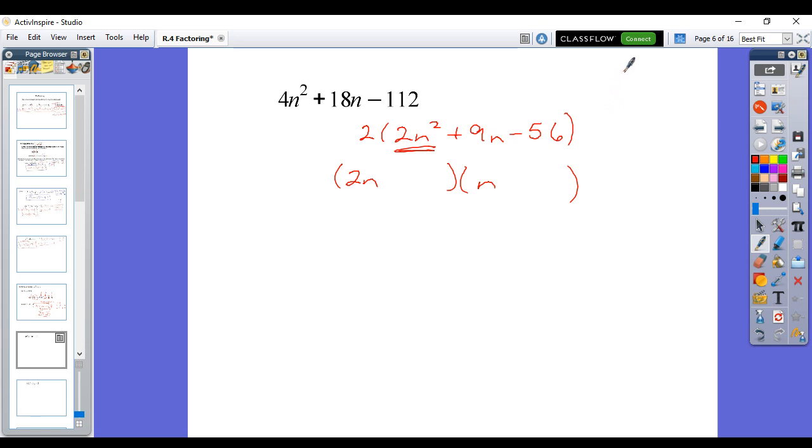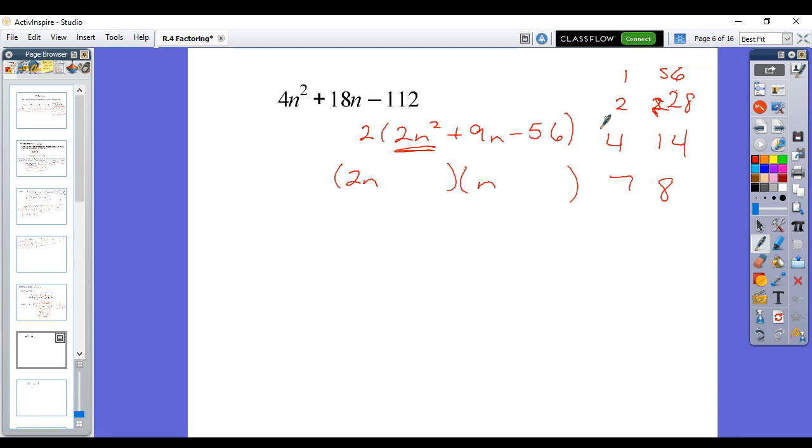So all factors of 56. 1 and 56, 2 and 28. Can 3 go into that? No. Can 4 go into that? Yes. So 4 and 14. 5 can't, 6 can't. Can 7 go into that? Yes, 7 and 8. And I think that's as far as it goes.